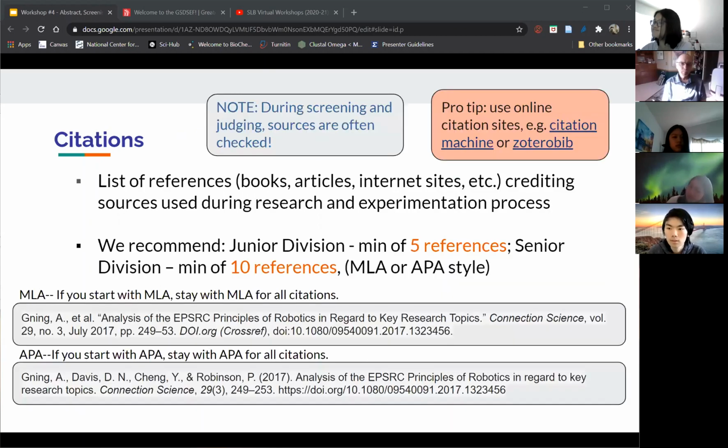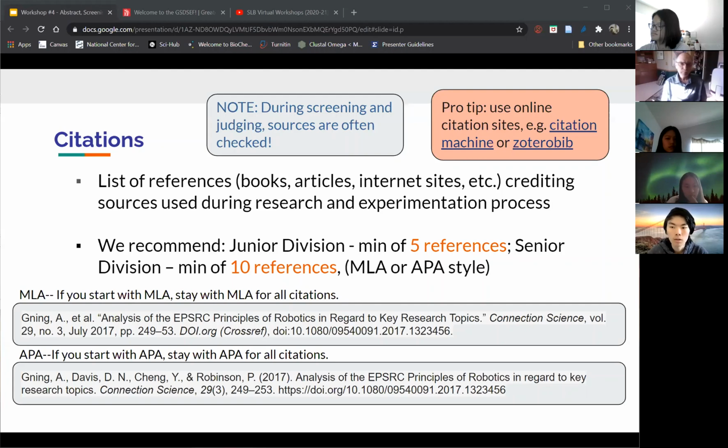Next slide, please. Another important part is citations, which you always must have as a scientist. It's just a list of references, such as online research articles that you looked at and used in your research. You always must credit them, especially if you use a direct quote, but you usually just paraphrase anyway. Just make sure you have the citations so the judges can check as well.